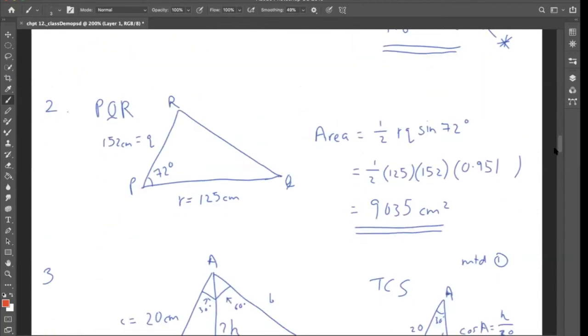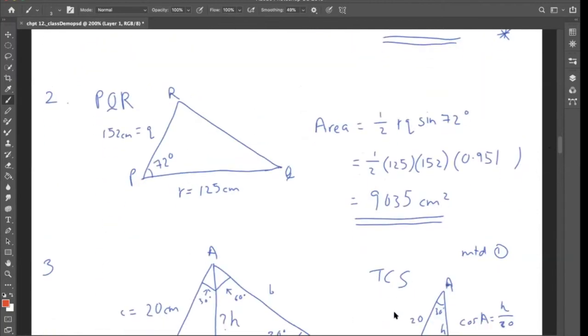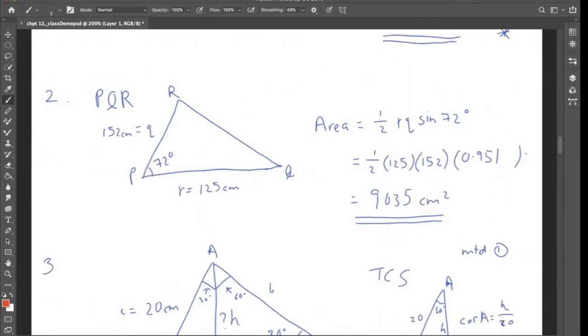Question 2. Who is question 2? Let's see. Joshua, right? Okay, so for question 2, PQR. Capital P, capital Q, R denote the angles. So this one will be small letter p, and then small letter r. So capital R is the angle. So I fill in all the numbers. I see one angle sandwiched by 2 given lengths. Immediately I go straight to the formula. So area is half RQ sine 72 degrees. Okay, so plug in the figures.